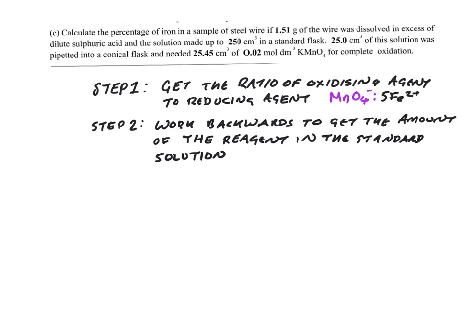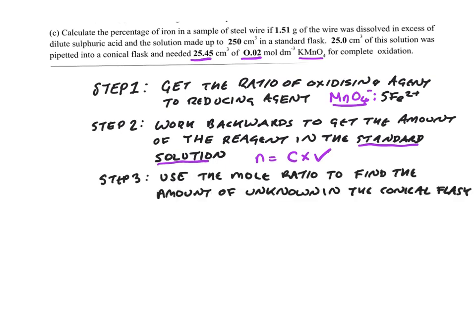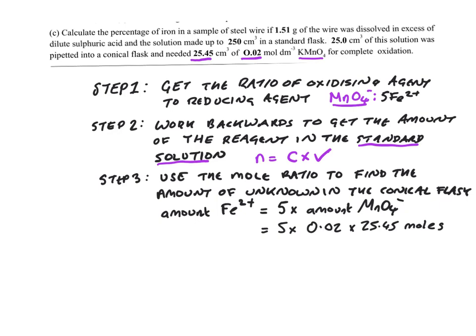The next step is to work backwards. We work backwards because that always tells us the most information, because we've got a volume and we've got a concentration. So in our standard solution of manganate, we know the exact number of moles, because that is equal to the concentration times the volume. So the next step is to use the mole ratio from our balanced equation, from the redox equation, to find the amount of the unknown in the conical flask.